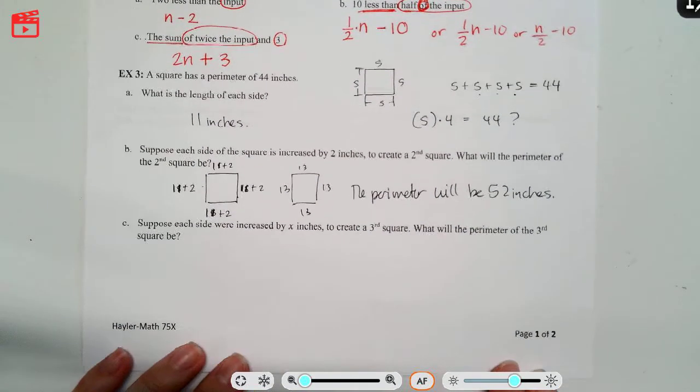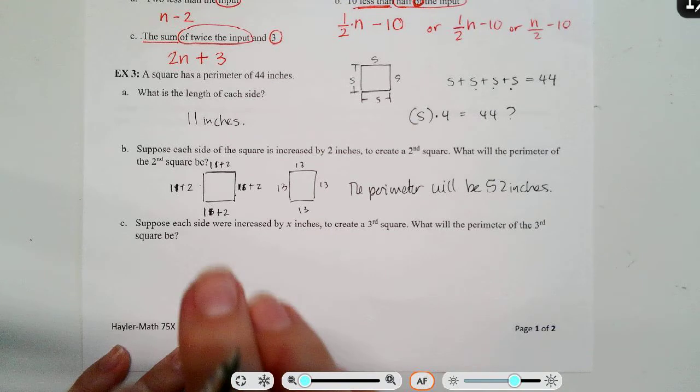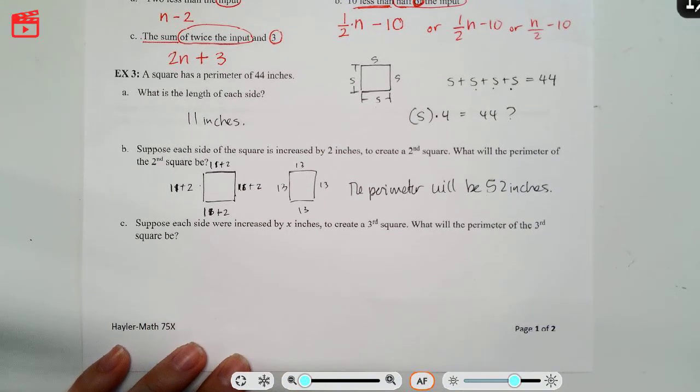So next, suppose each side were increased by x inches, so we don't actually know the number. What will the perimeter of the third square be?